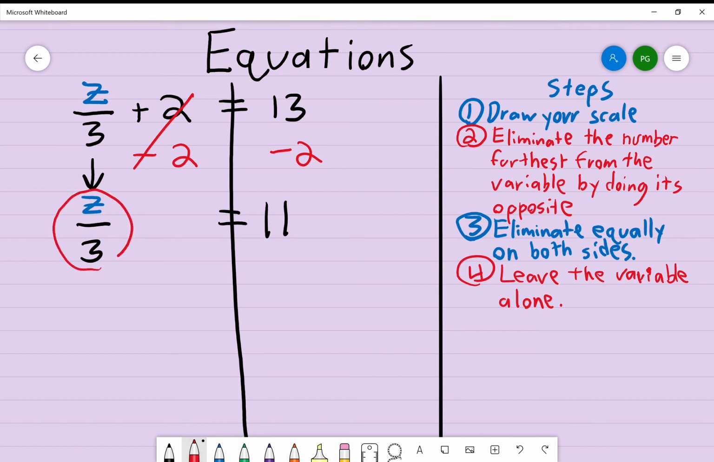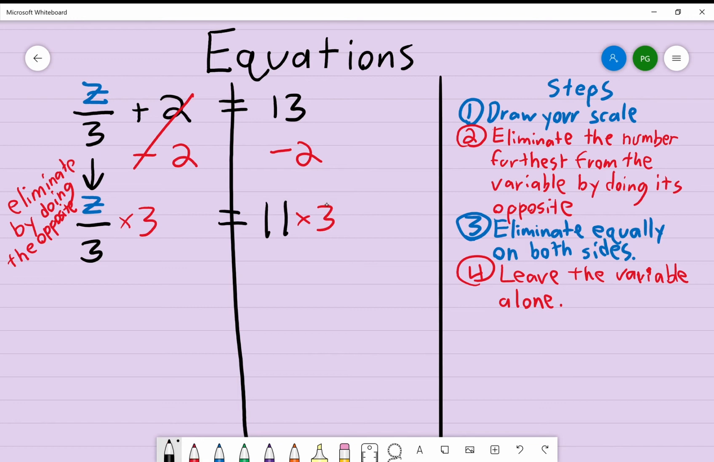Perfect. Okay. Step 4 says leave the variable alone. Does the variable look alone right now? No, it has a divided by 3. Now think about this. We eliminate by doing the opposite, right? So if we eliminate by doing the opposite, and currently z is being divided by 3, what's the opposite of divide? Multiply. So the opposite of divide by 3 is multiply by 3. If you do it on the left, you do it on the right.